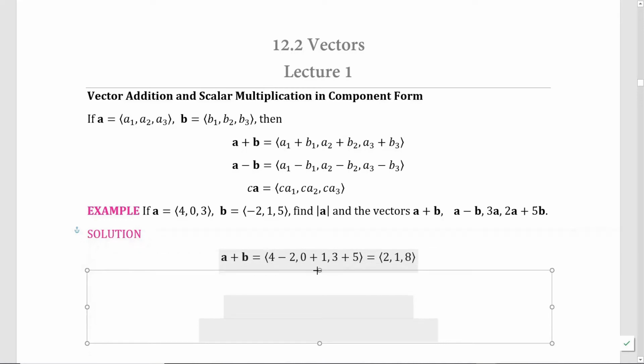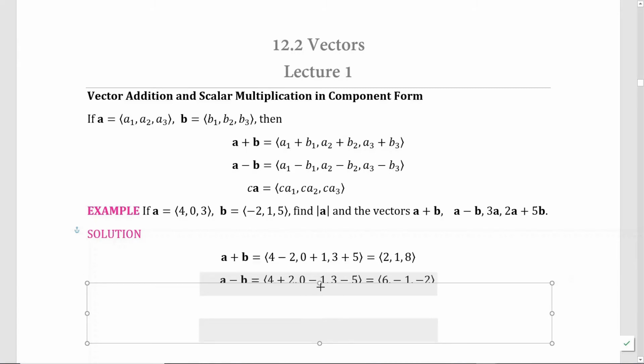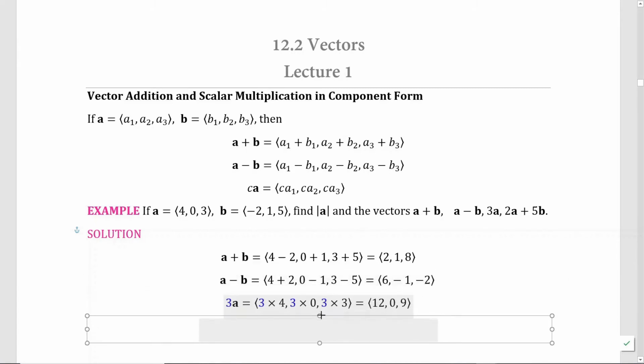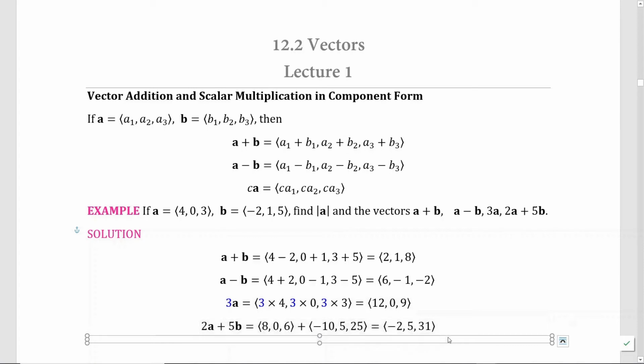So A plus B can be calculated by using this formula. So the sum has the components 2, 1, 8. Similarly, we can also calculate the difference and the scalar multiple of A and the combination 2A plus 5B.